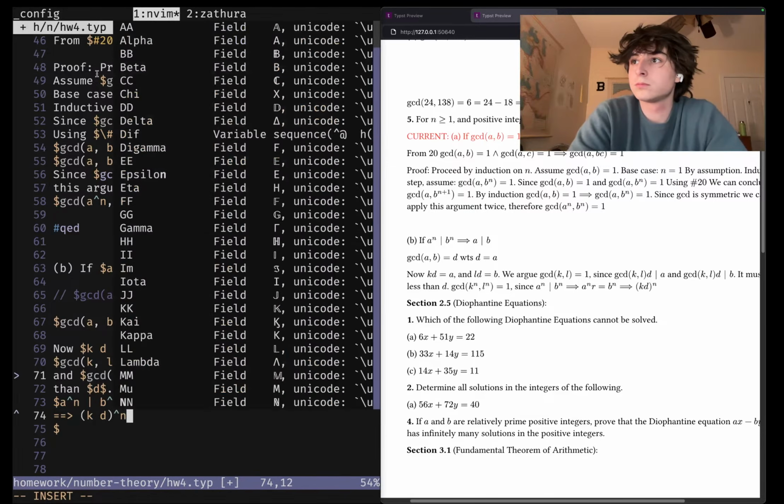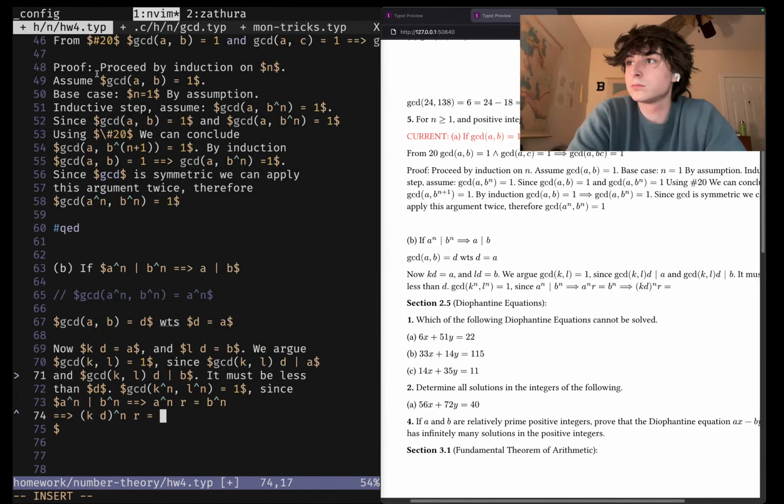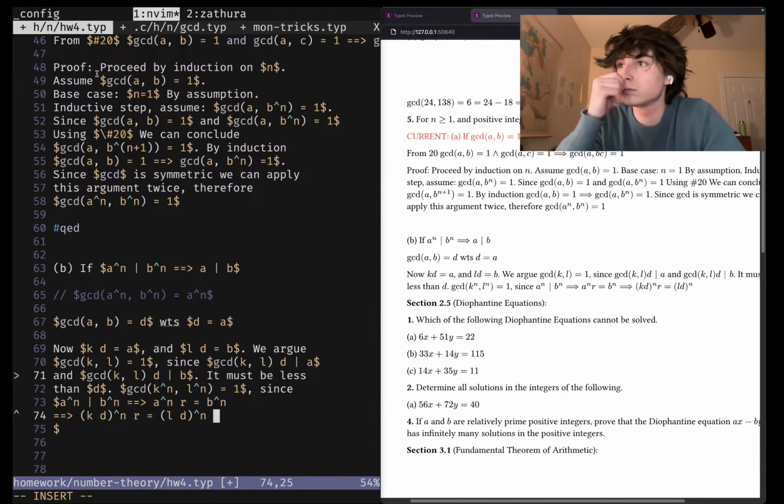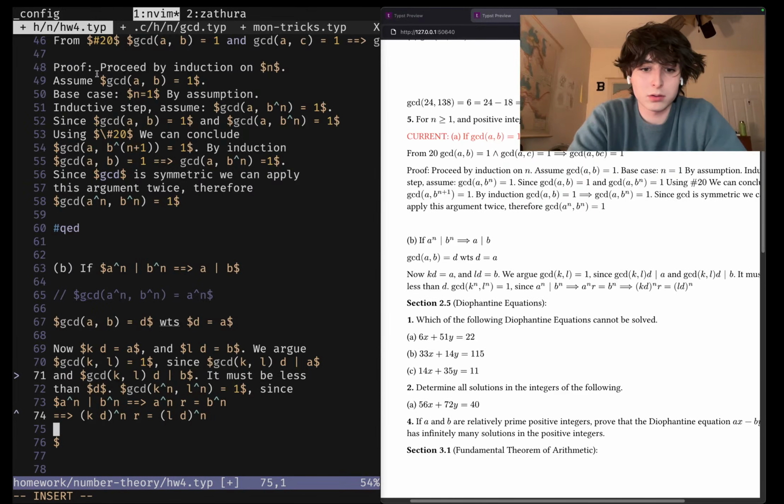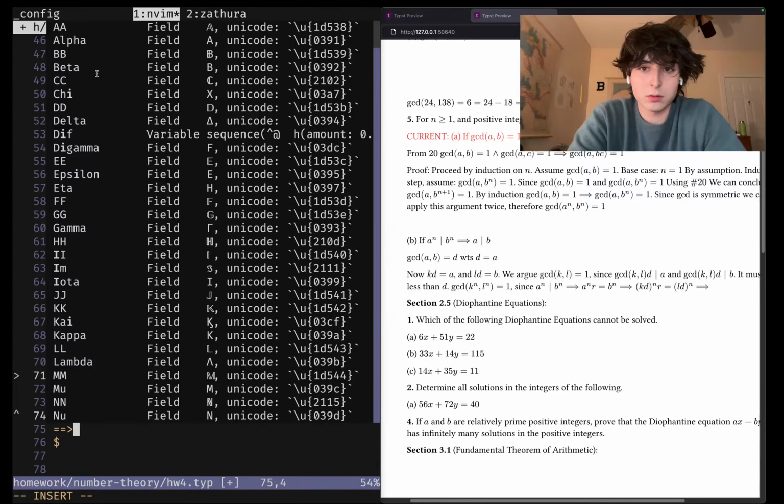But now we have a problem, because the GCD of k to the n and L to the n is actually equal to 1. So from that, I think it's pretty clear that k has to be 1, but you can definitely conclude that at least k to the n should be equal to 1. I feel like they will allow you to say that k is equal to 1.